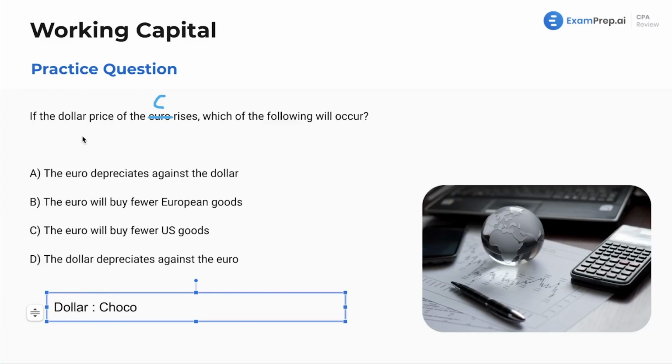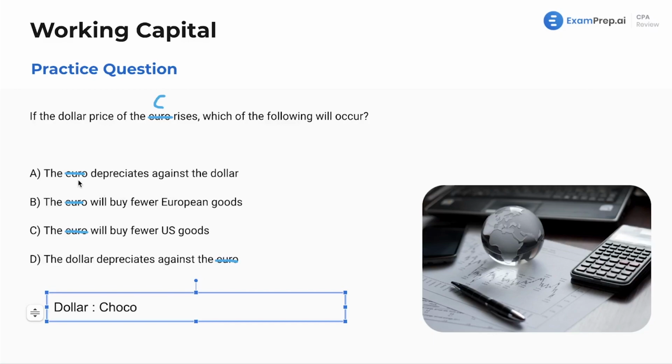Dollar to chocolate bar. So if the dollar price of the chocolate bar rises, which of the following will occur? And again, just replace euro with chocolate bar in all of these answers here. I just think it's a great way to view it, right? Yes, if you can get this without doing that, sure, great. I can do that because I've seen these questions a million times. But if you can't, no worries. This can be super confusing.